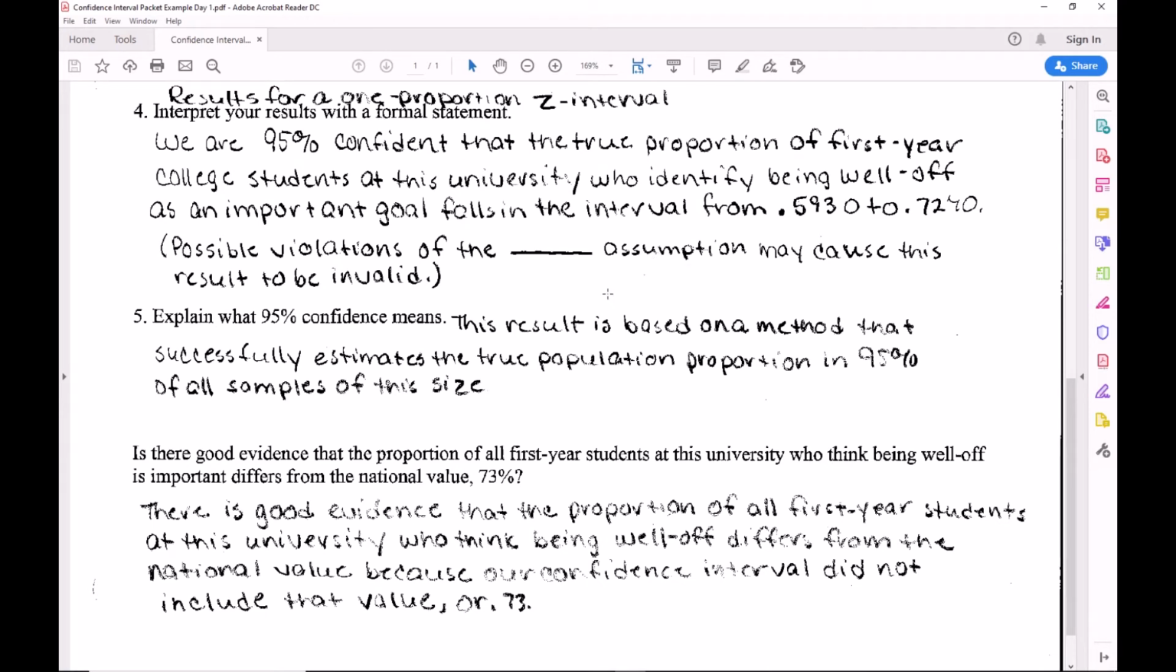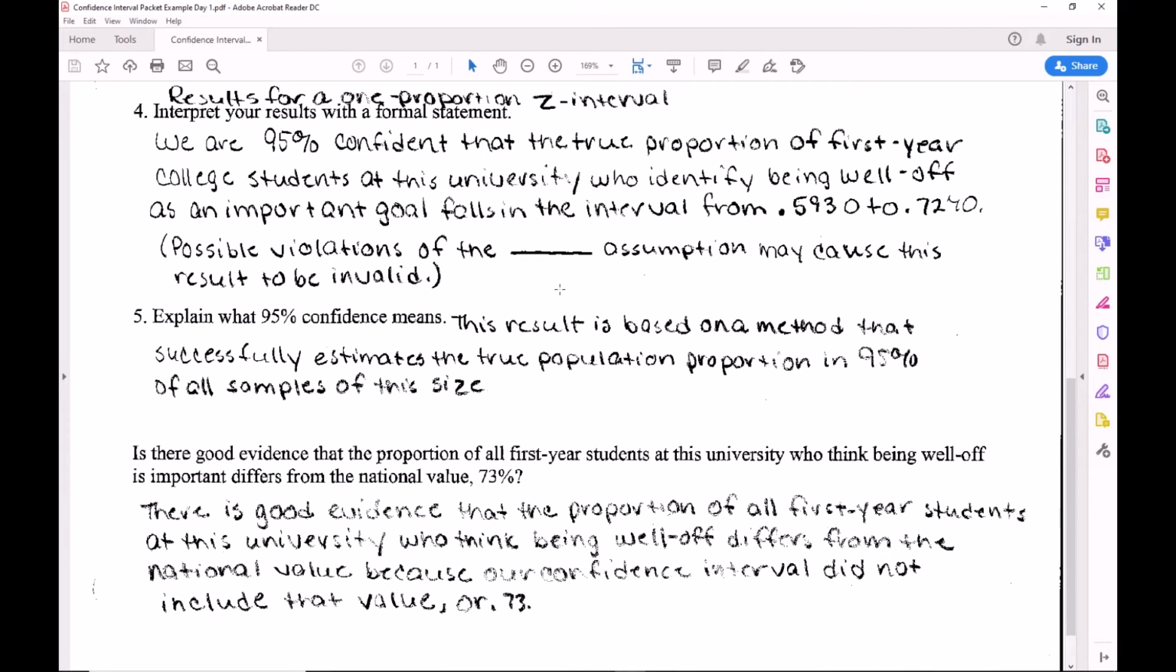All right, so the next thing, and this is definitely a requirement, all of this is a requirement, we need to interpret our results with a formal statement, and this is the script. Ready? Go. We are 95% confident that the true proportion of first-year college students at this university who identify being well off as an important goal falls in the interval, and I shortened the numbers a little bit, from 0.5930 to 0.7270. Okay, I think the 4 places is pretty good. So take a moment and copy that down.